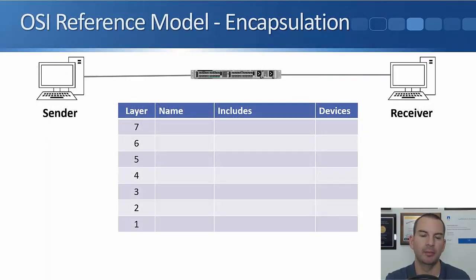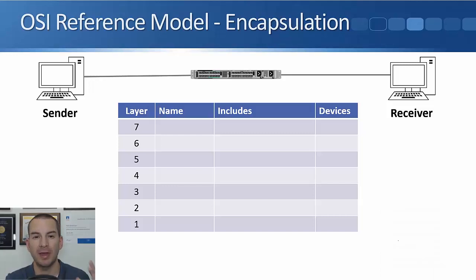So let's look at an example. Here I've got a sender on the left, let's say that's my laptop, and we've got a receiver on the right, let's say that's my email server, and we're both connected into a switch. And I'm going to send an email to my email server. So obviously the sender is going to compose this traffic that's going to be sent to the receiver.